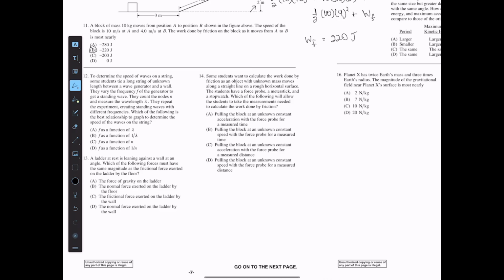Number 13: a ladder at rest is leaning against a wall at an angle. Which of the following forces must have the same magnitude as the frictional force exerted on the ladder by the floor? So the ladder is like this.